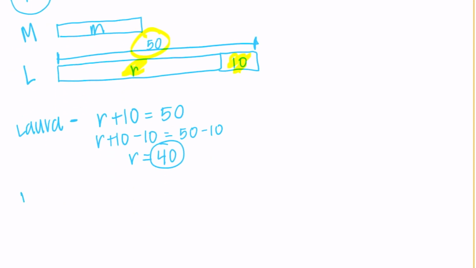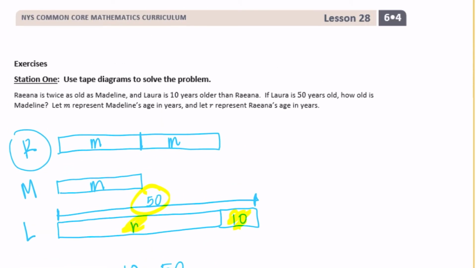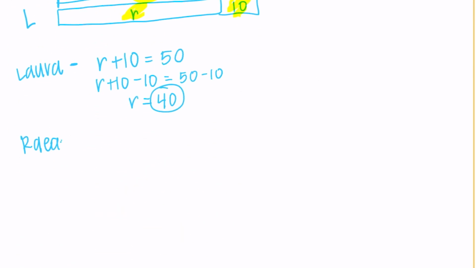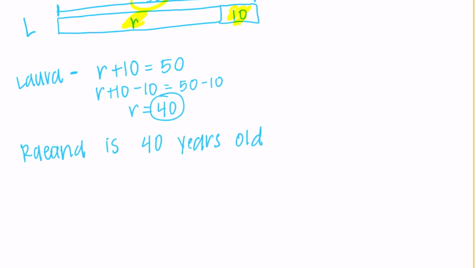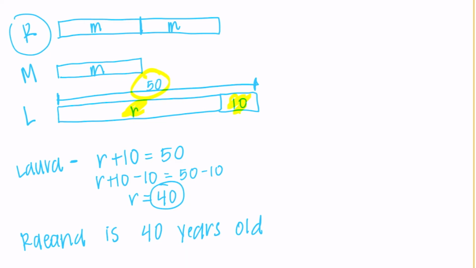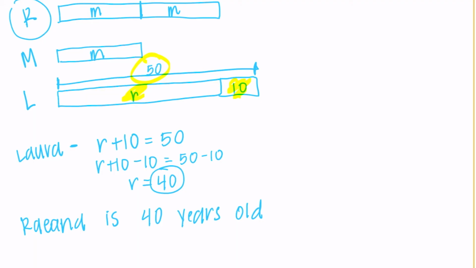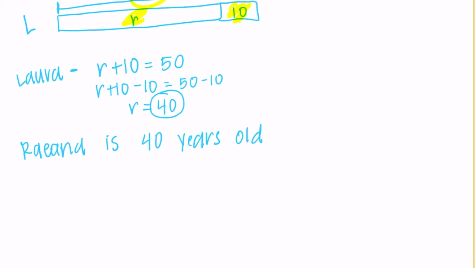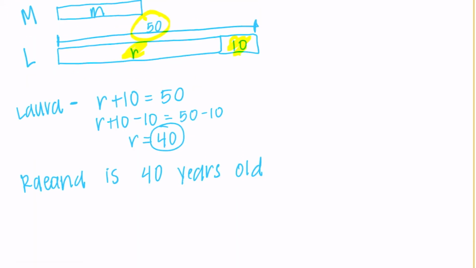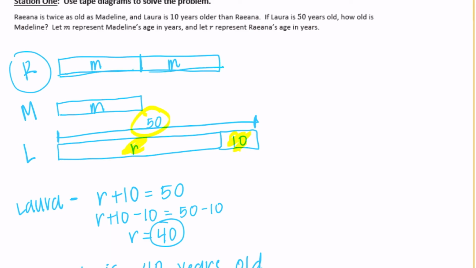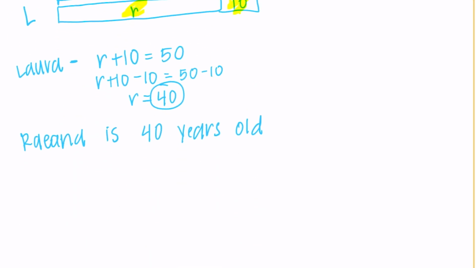So Rayana, how do you spell her name? Raeana is 40 years old. And we can use that because we know that Rayana is twice as old as Madeline. So 2 M's is equal to 40.